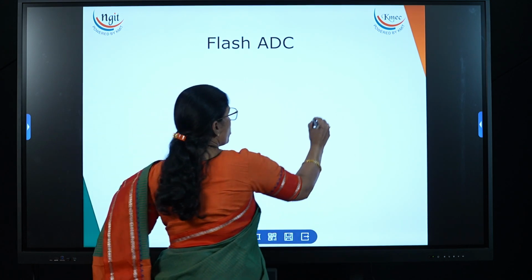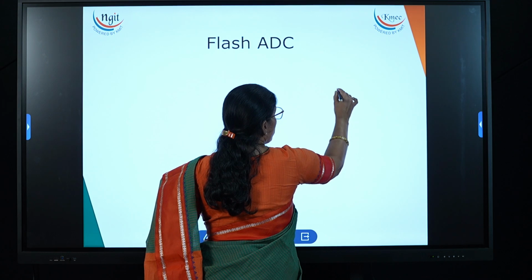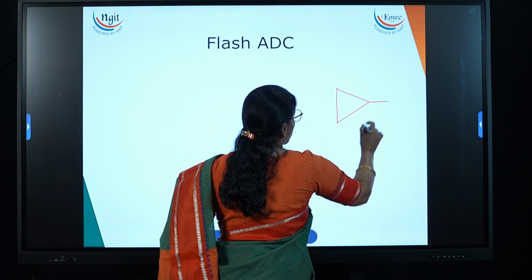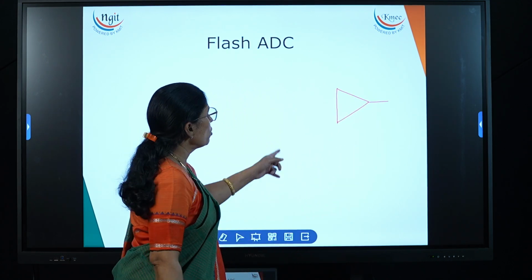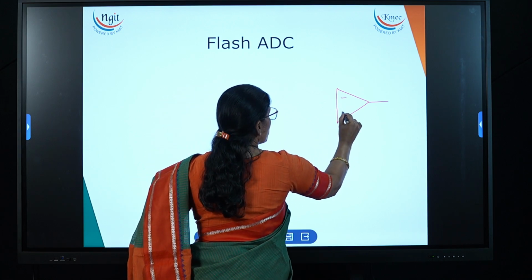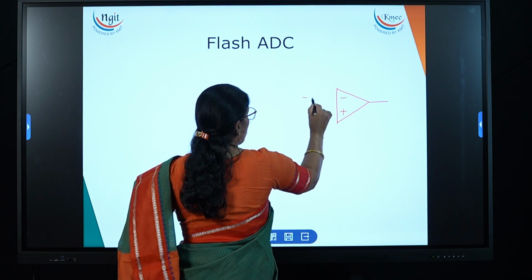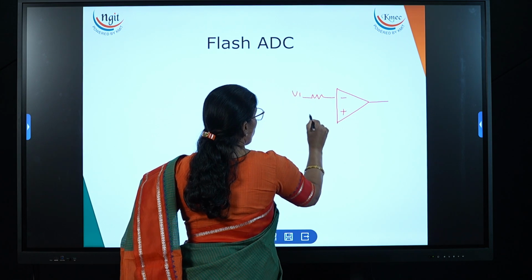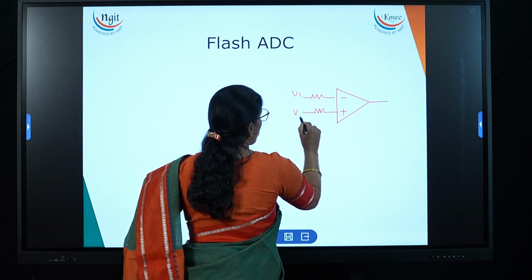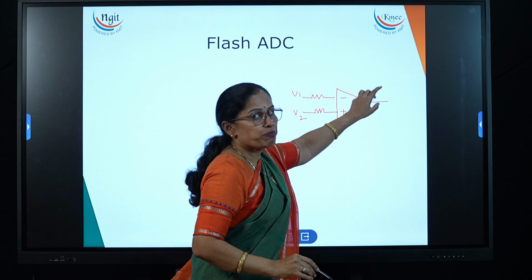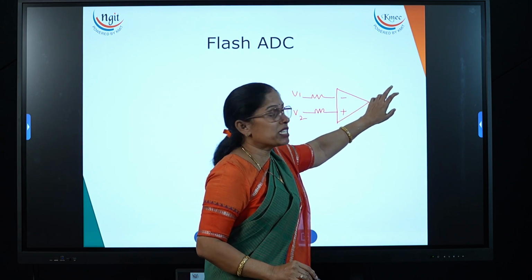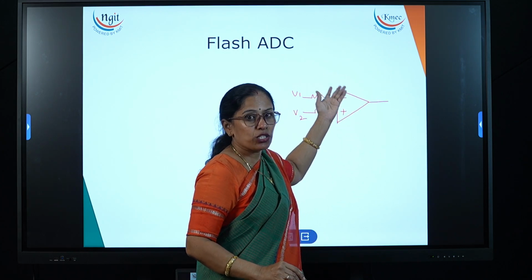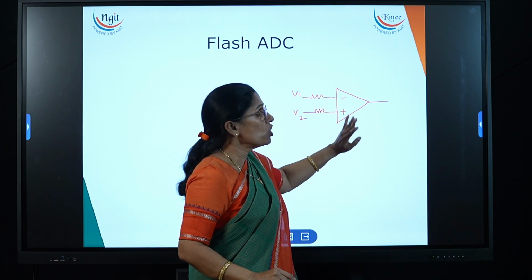So what is a comparator? Using an operational amplifier. In the fourth unit we studied the operational amplifier, comparator using operational amplifier. Now this is the comparator which has two inputs. Here I am applying the V1 voltage and here I am applying the V2 voltage. Now there is no feedback. We are not applying any feedback signal from the output to the input, either to the positive terminal or to the negative terminal. So no feedback.